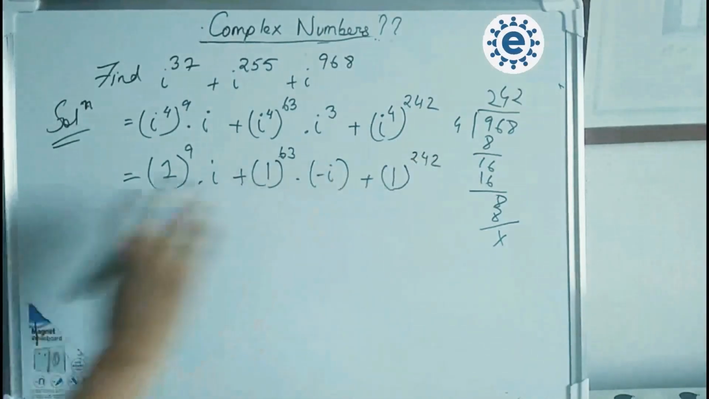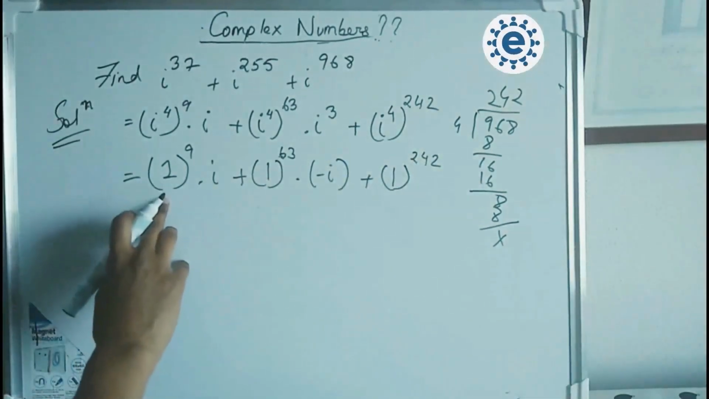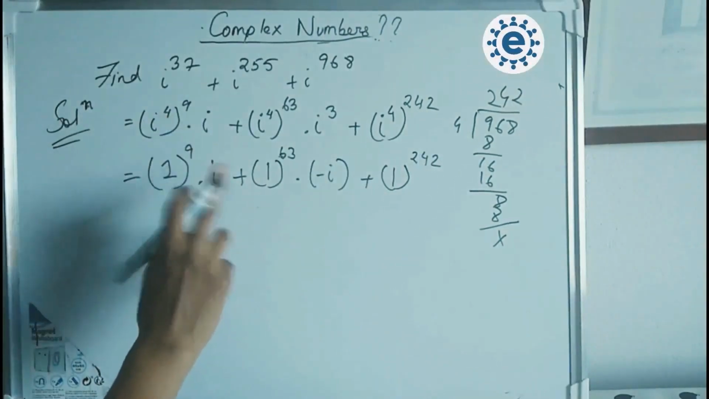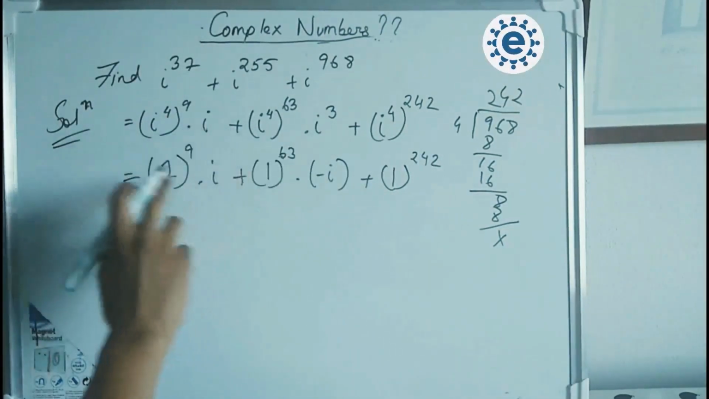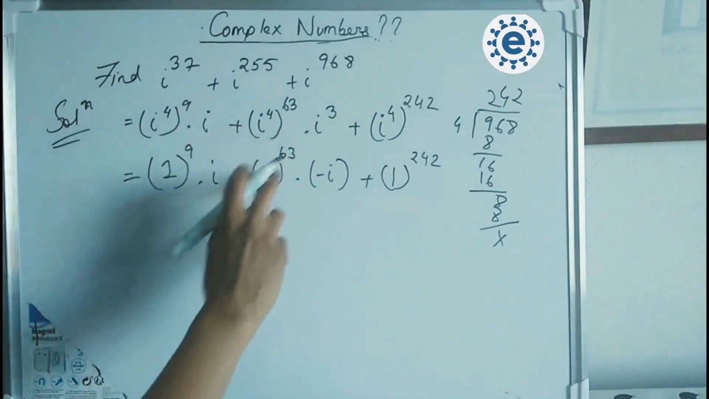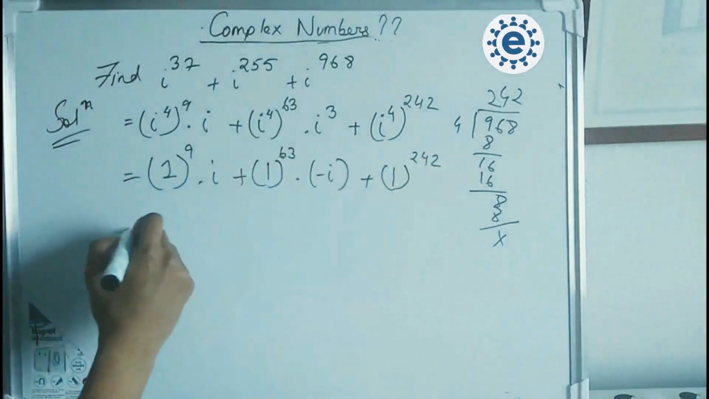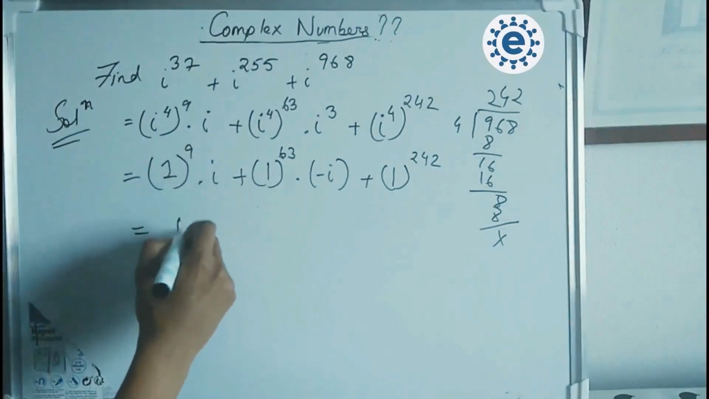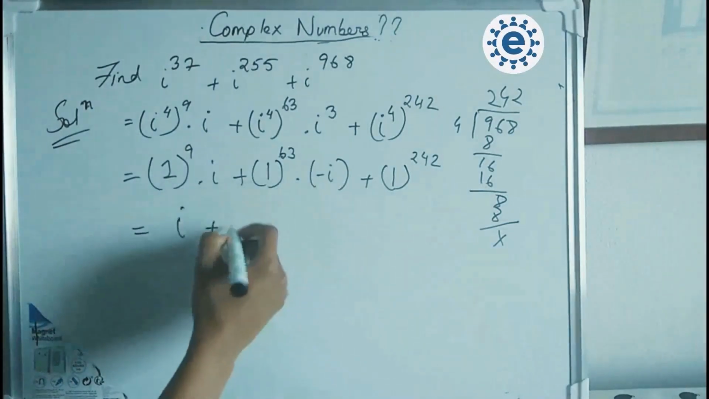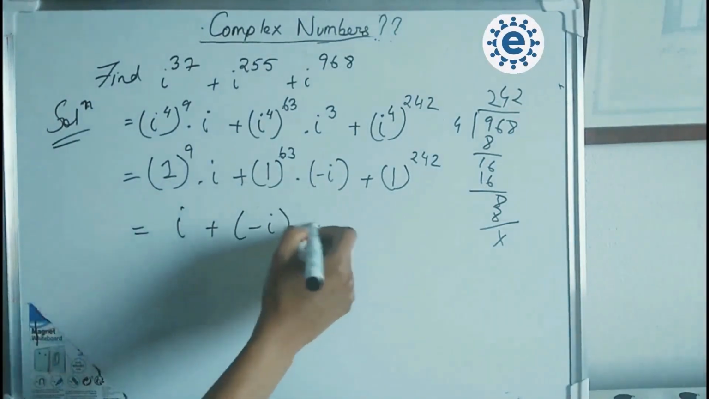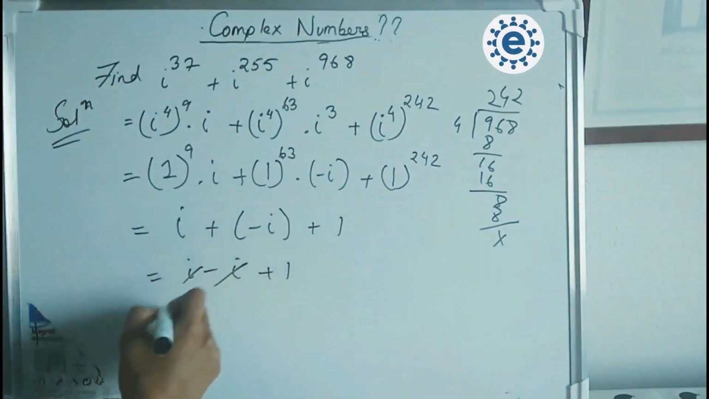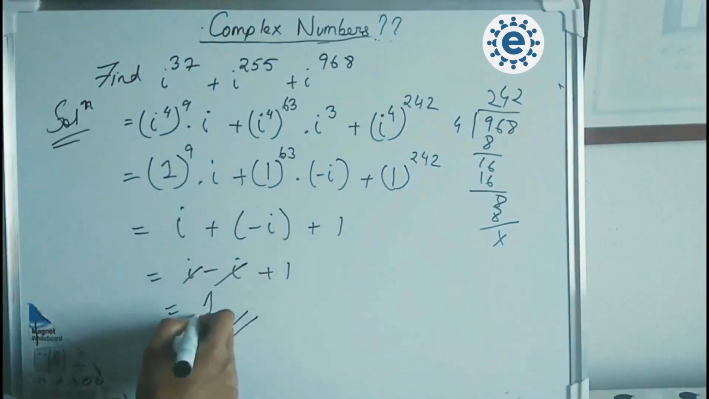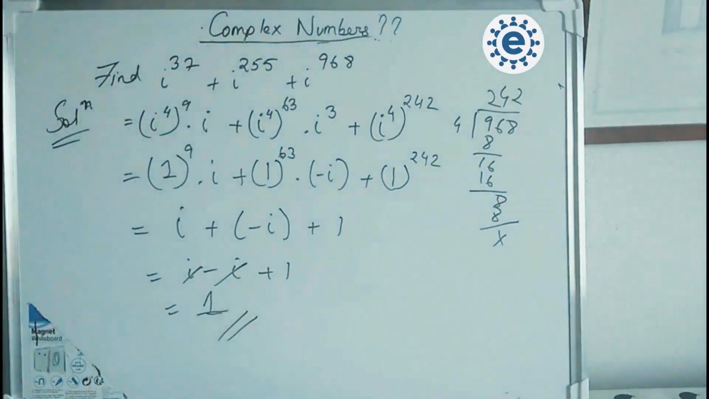Now in this case, you always remember 1 to the power of anything is 1. Whether it is odd, even, anything, it's 1. So 1 to the power 9 is 1, 1 to the power 63 is 1. Similarly this. So it's i, minus i, and 1. So i minus i plus 1 is equal to 1. So our final result is 1.